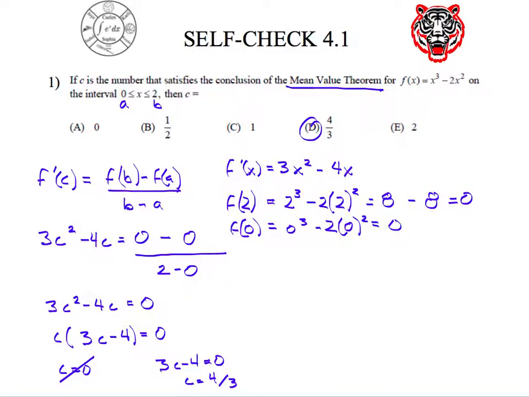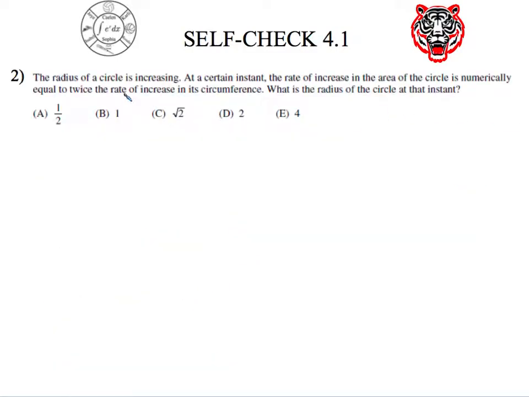Alright, so moving on to number 2. The radius of a circle is increasing. At a certain instant, the rate of increase of the area, so rate of increase of the area, that means A prime, of the circle is numerically equal to twice the rate of the increase of the circumference. Rate of increase of the circumference, that's C prime.